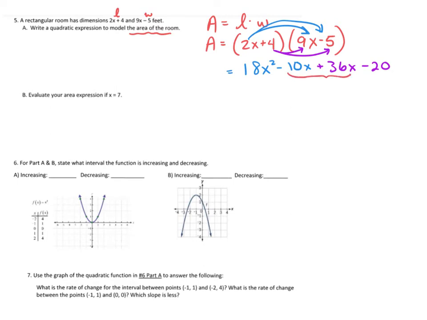All right, so what do I end up with? I end up with 18x squared, negative 10x's and 36x's. When you put them all together, you get positive 26x minus 20. So the area, we'll call it A of x. There's my quadratic function. It's going to be 18x squared plus 26x minus 20. And that's all they wanted for part A. So the area of our room is 18x squared plus 26x minus 20.